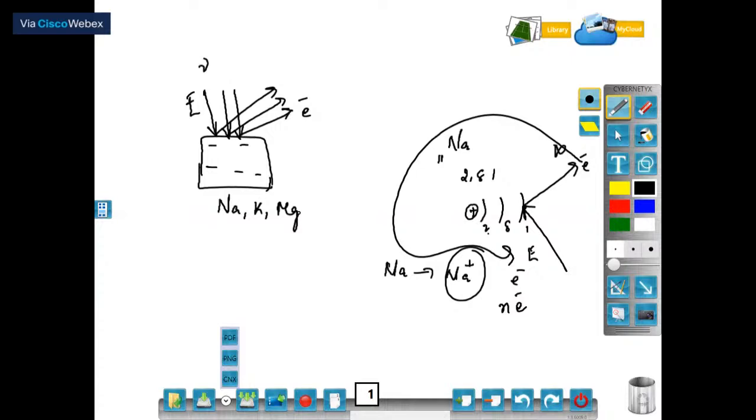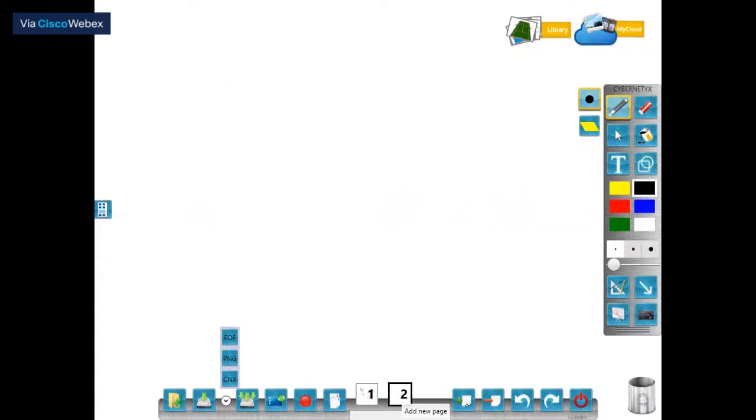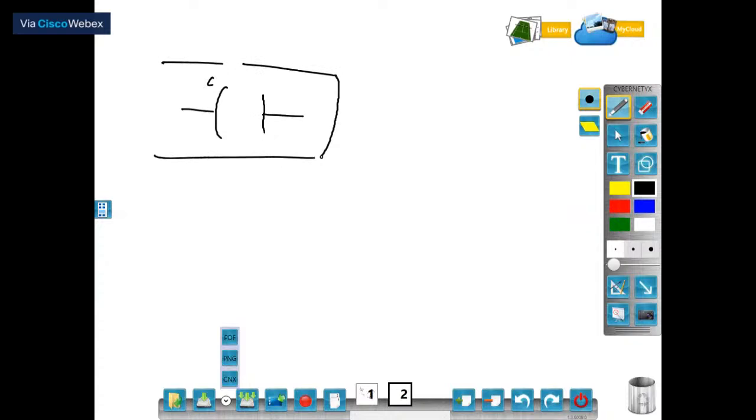Now, what is a simple experiment with which we can confirm the photoelectric effect? That is as follows. The experiment consists of a photocathode. The photocathode is made up of some photometals such as sodium, potassium, magnesium. It consists of a photocathode and an anode. Both of them are enclosed in an evacuated glass tube. This is the glass tube, an evacuated glass tube, that is, vacuum filled.